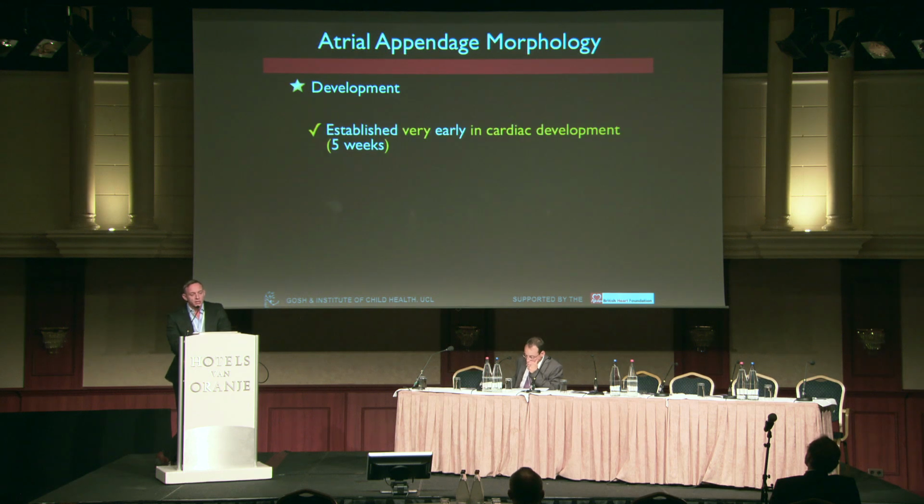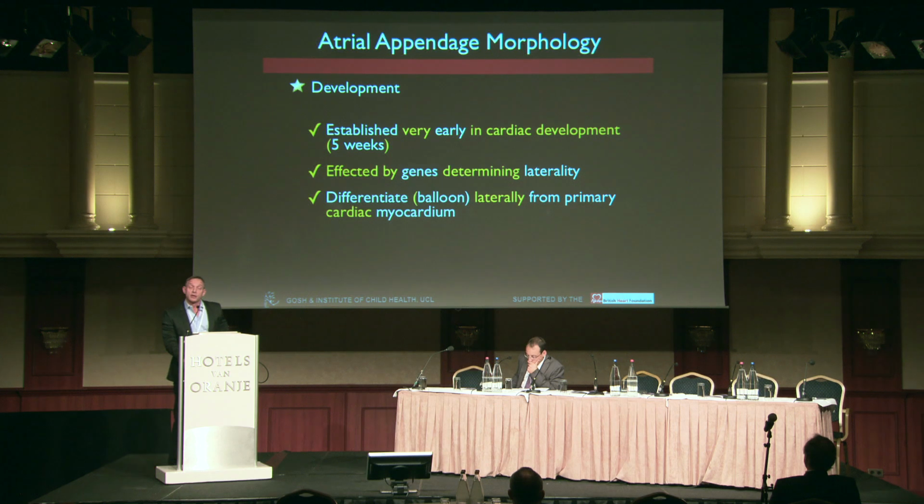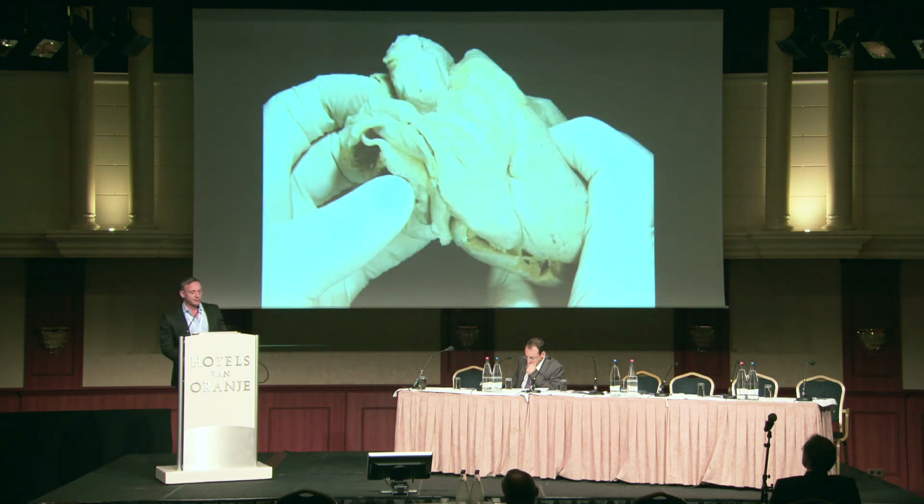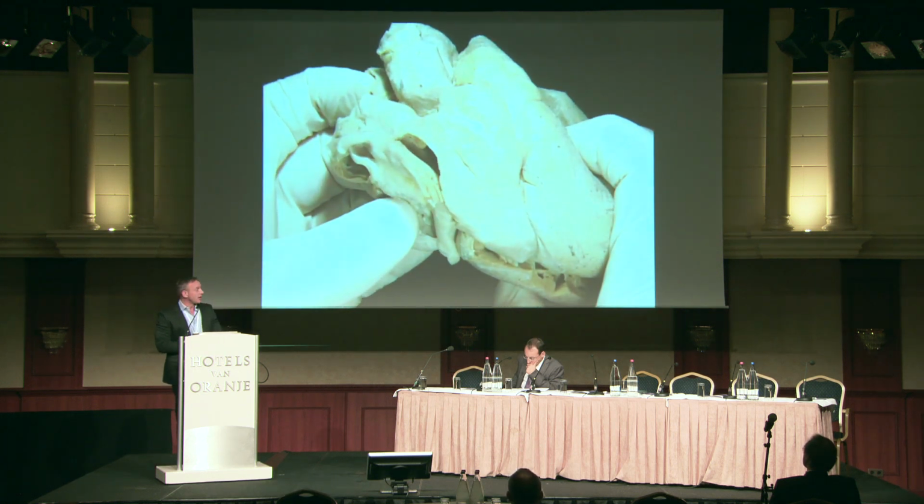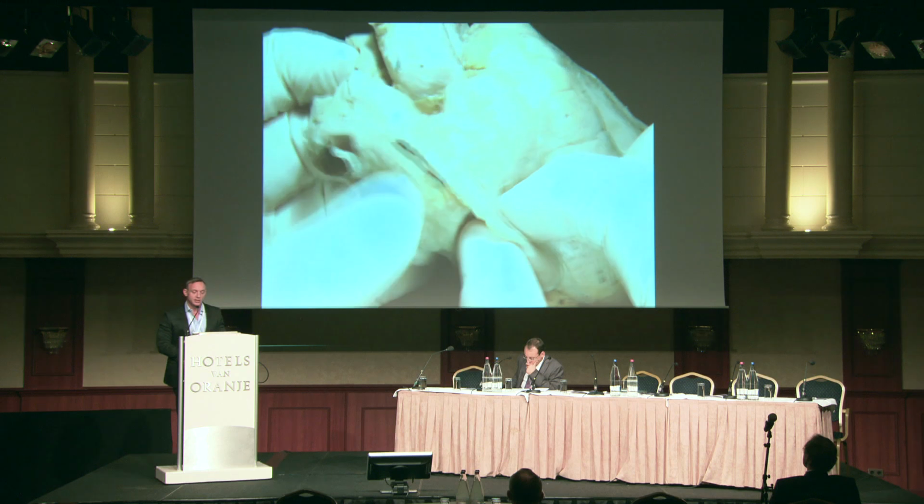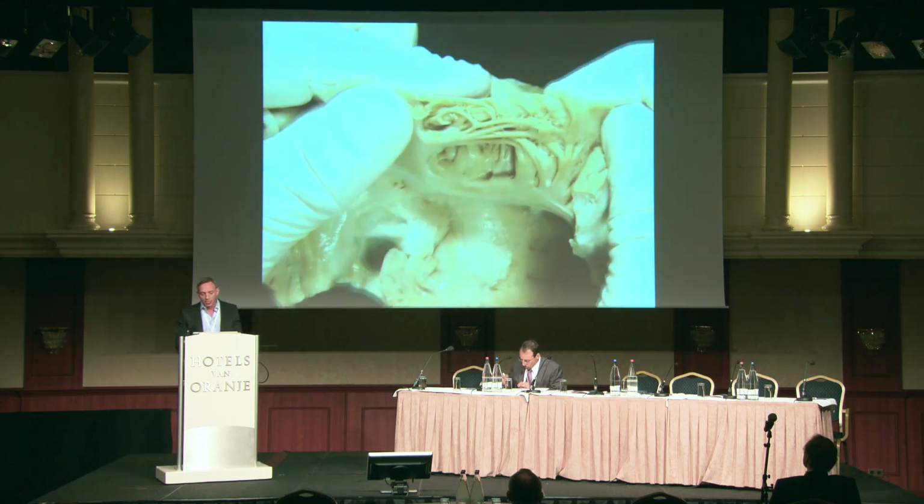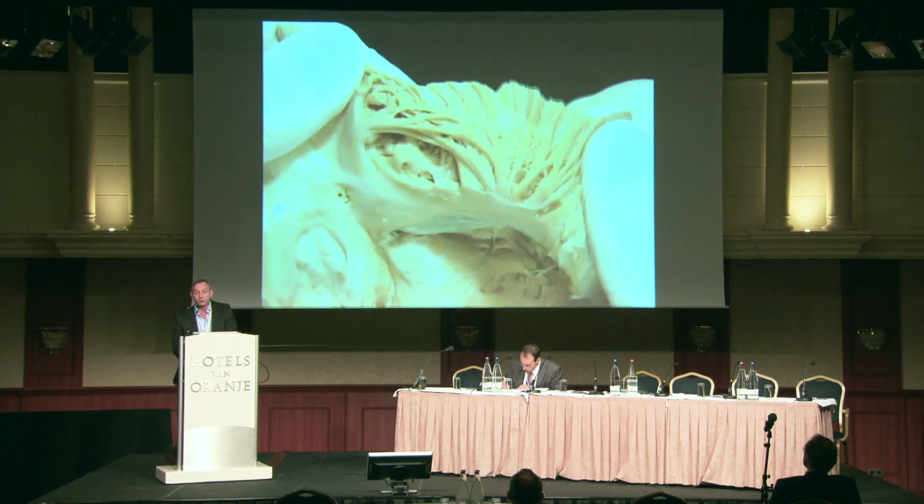So in terms of development, we know that things are established very early on, the appendages are affected by laterality, and they differentiate from the primary myocardium, forming a large proportion of the heart in fetal life. So what we end up with in the fully formed heart is two distinct appendages. And here I'm showing you, first of all, the right appendage.